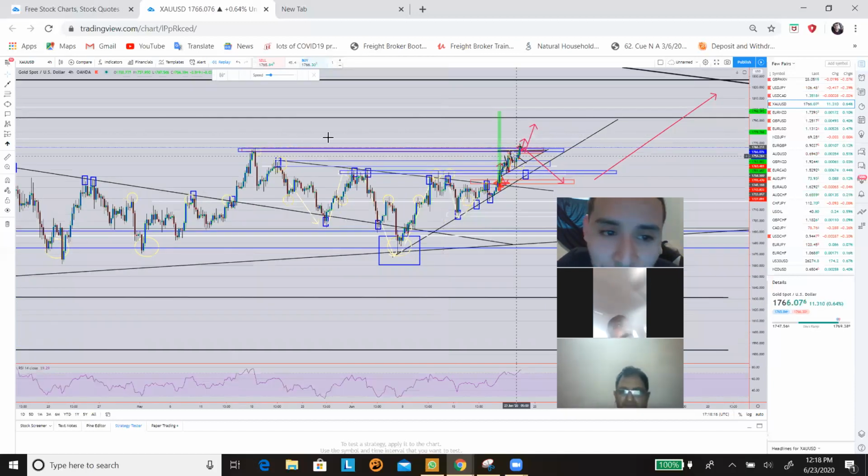It looks like it's gonna do that because the only thing holding it back is this area right now. Break of this, you give me a good retest, boom, all the way up to 1800.